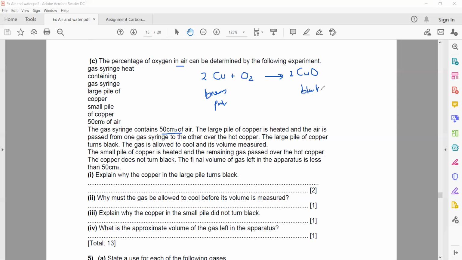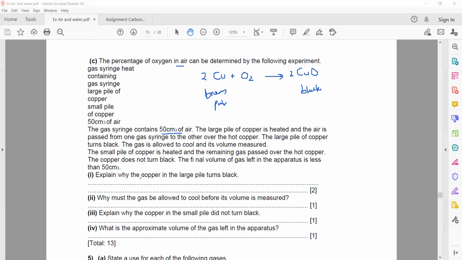Copper oxide is black. But first, with the large pile, when we pass the sample of air, all of the oxygen reacted with copper, so it turned into copper oxide. Then when we place the small pile of copper, there is no oxygen present, because all of the oxygen has already reacted with the large pile. That's why the small pile does not turn black, because there is no oxygen present.